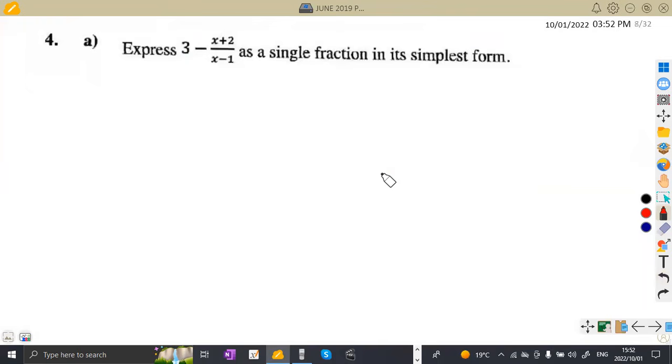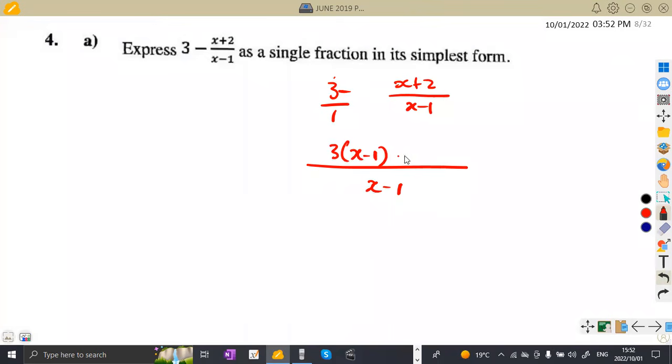All right. So number 4, express the given fractions as single fractions in its simplest form. So as a single fraction, here we just have to find the LCM. This is 3 minus (x plus 2) over (x minus 1). So this is just same as 3 over 1. To find the LCM of 1 and x minus 1, which is x minus 1, divide x minus 1 by 1, that's x minus 1. Whatever you get, you multiply to the numerator, which is 3 into (x minus 1). Minus, remember you're subtracting, so there's a minus here.